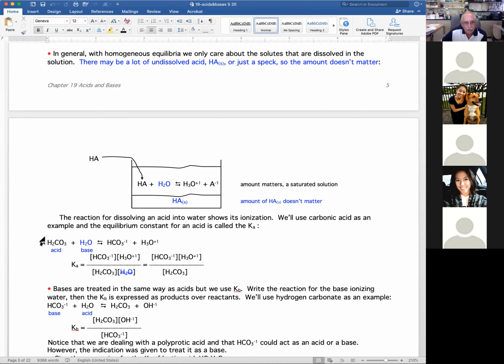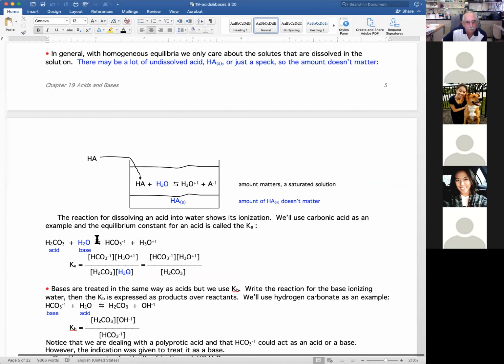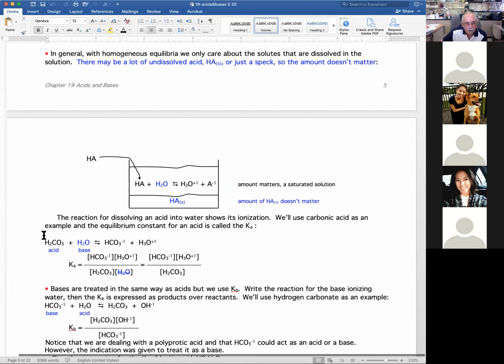So when we dissolve an acid into water, it shows its ionization. So here's carbonic acid. It's a diprotic acid, but I put it in water. How many hydrogens do I take off? 1. So I get bicarbonate or hydrogen carbonate and the hydronium ion. So then I take the product concentrations, divide by the reactant concentrations. I leave out water, and here's the expression right here. And why is it called Ka now instead of just K? A stands for acid. The capital K means it's simply an equilibrium constant.